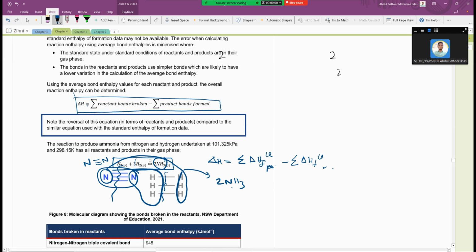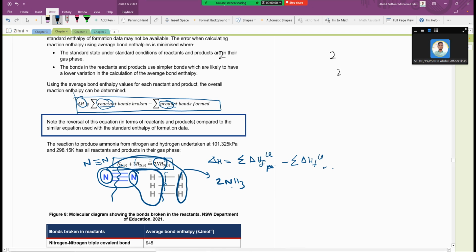So now for delta H we are going to use this equation. In the earlier case we subtracted the formation enthalpy of the reactants from the products, but now we have to calculate the average bond enthalpy of the reactants and the products. Then from the reactants we have to subtract the products. You should be very careful.